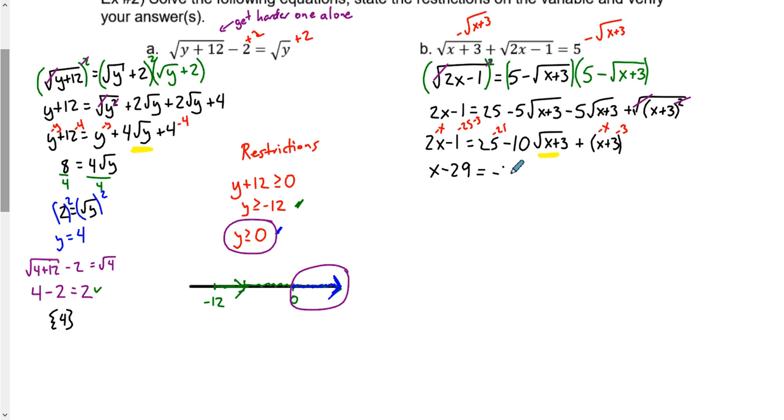Then we have a negative 10 root x plus 3. So now we're getting into more complicated stuff. Absolutely, one way we can do it is dividing both sides by the negative 10. We can do that. I'm going to show you another method. I'm actually going to square both sides right here.